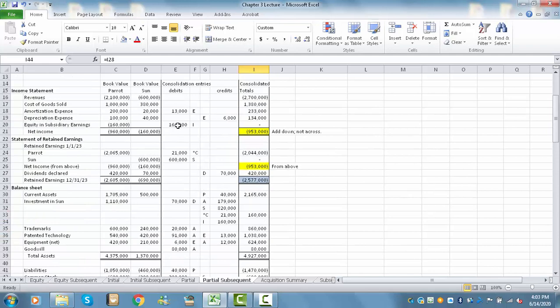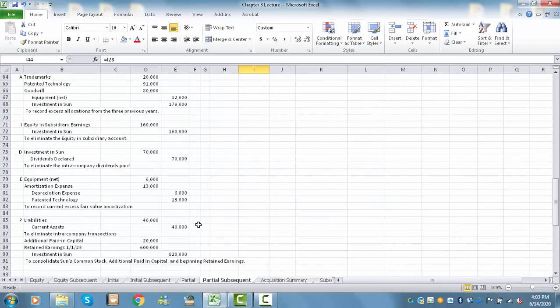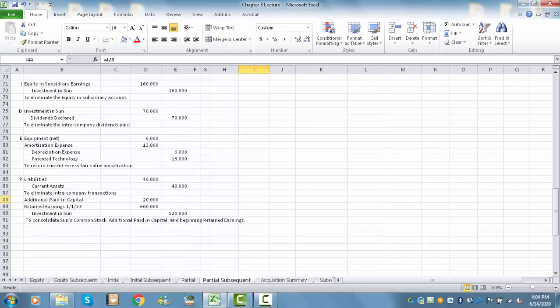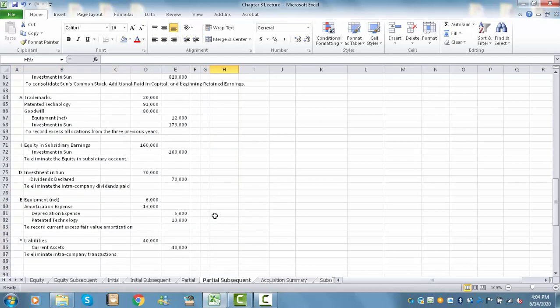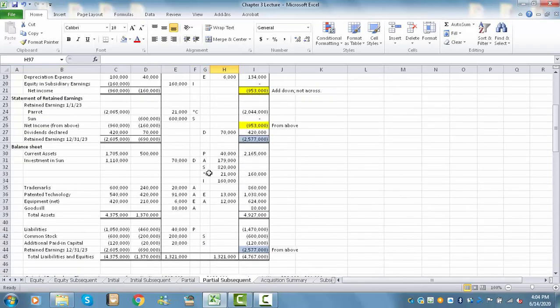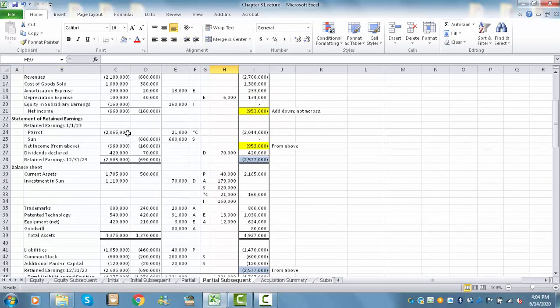Find it up here, 160, there's our I entry, where we want to get rid of the equity in the subsidiary earnings. The investment in Sun with the dividends declared, just like the equity method. And then this and this one, there's nothing new here, and I think I made a mistake and need to get rid of that. So we put it all together, just like we did all of the other ones.